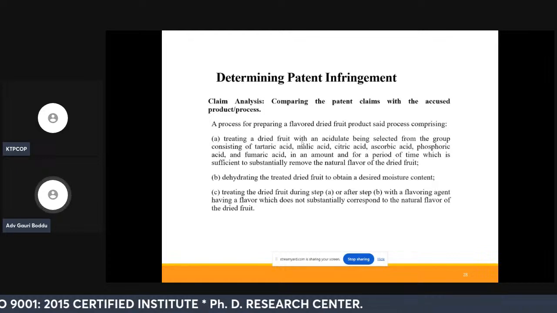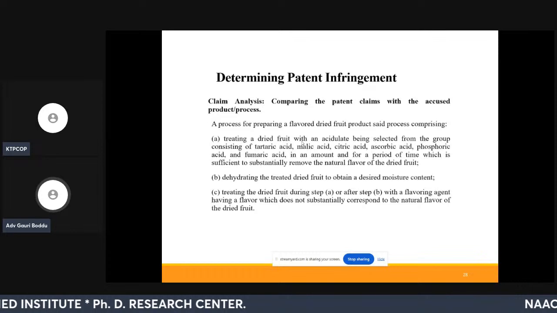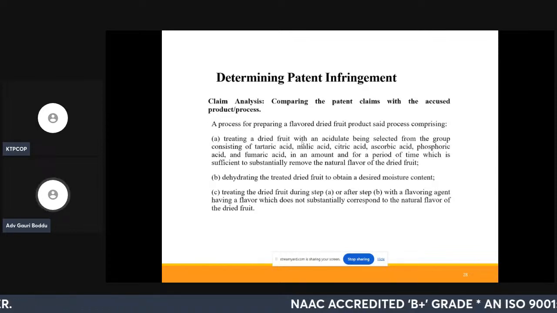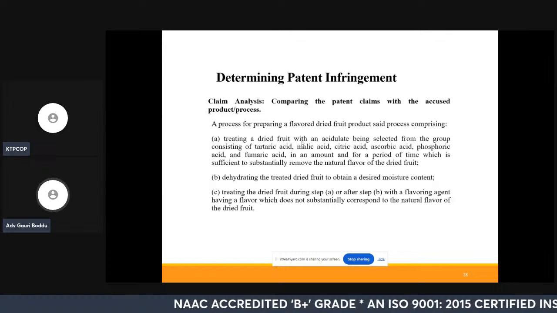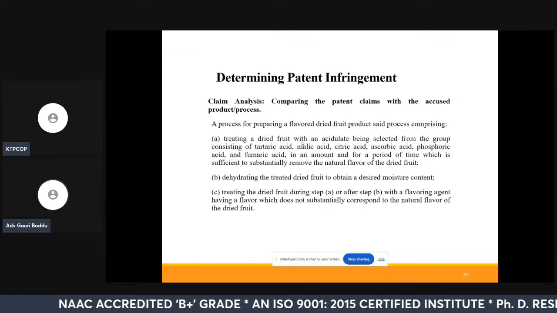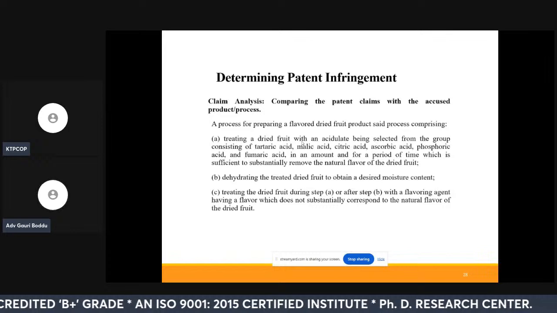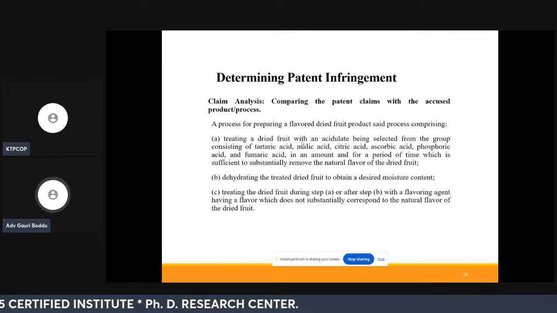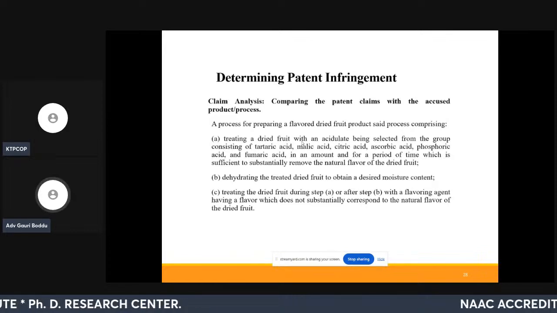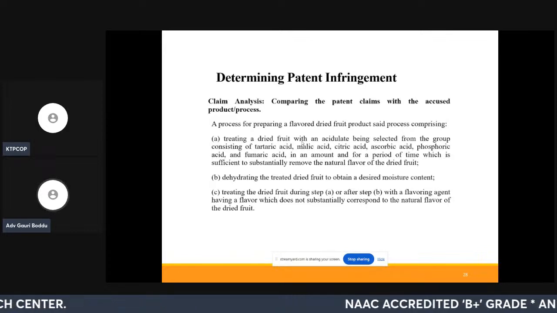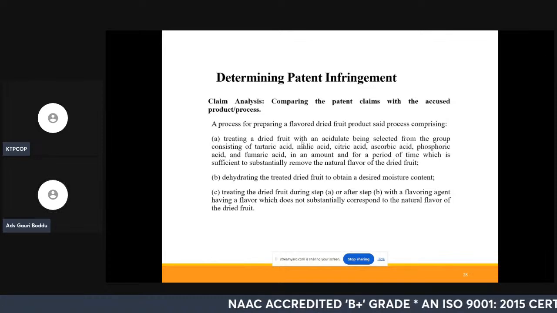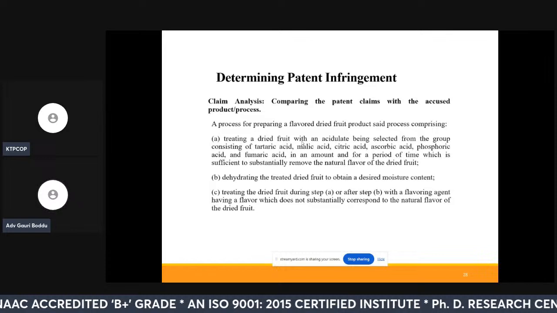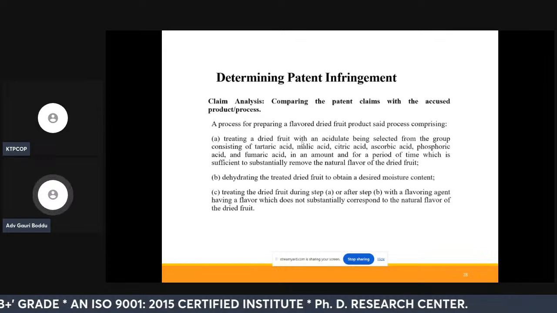Now A has invented a product which comes in different flavors, but B wants to copy or steal the same process. He is stealing the same process, but he is trying to make his product different from A's product. So all the components are the same, but he is using a different agent with that product. From that, we can determine that he is infringing the patent.